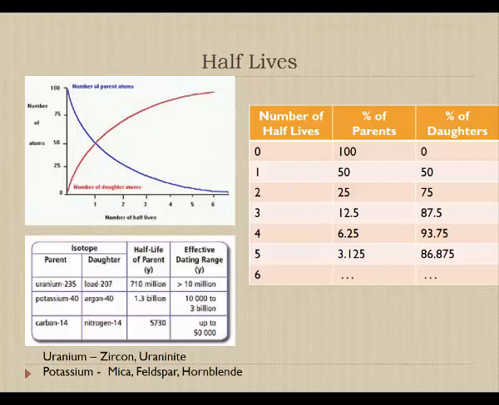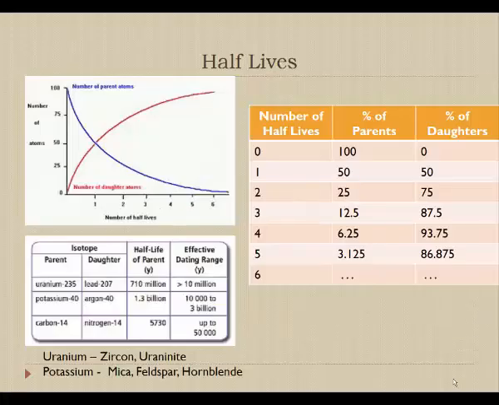Or maybe we are looking at a time where the amount of parents and daughters was equal. And so we would know that if the amount of parents and daughters were equal, that occurs after 1 half-life has elapsed. We can see that at that time there's 50% parents and 50% daughters. That represents a ratio of 1 to 1 between parents and daughters. And so we would know that that amount of half-lives have elapsed when that is the ratio that we find in the particular material.